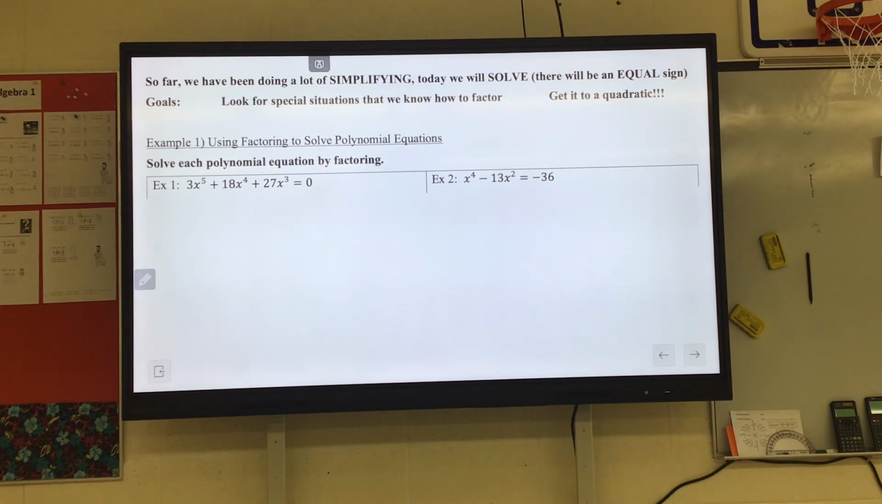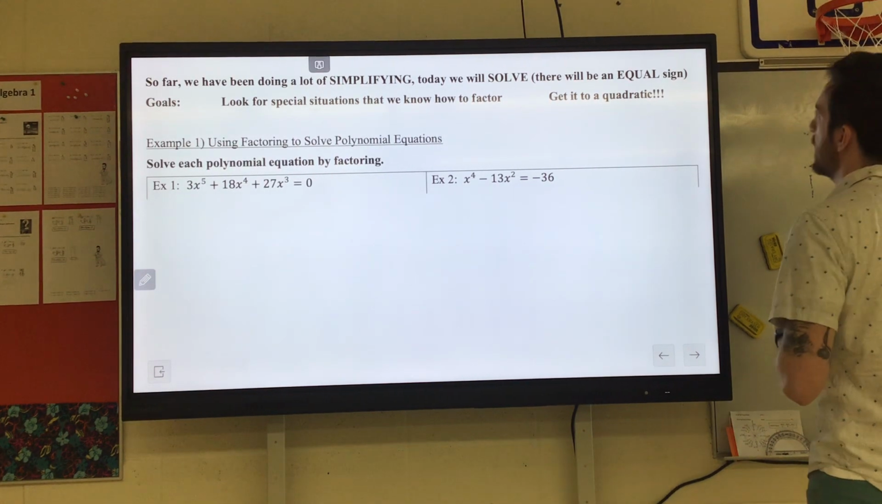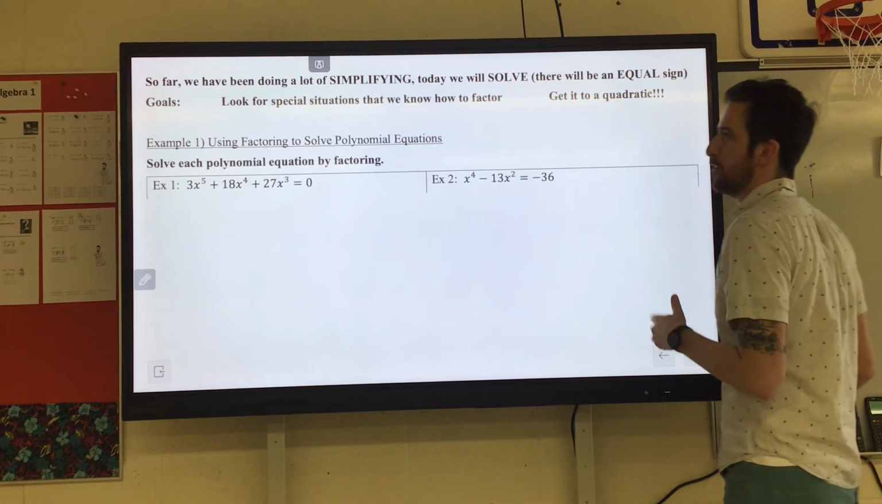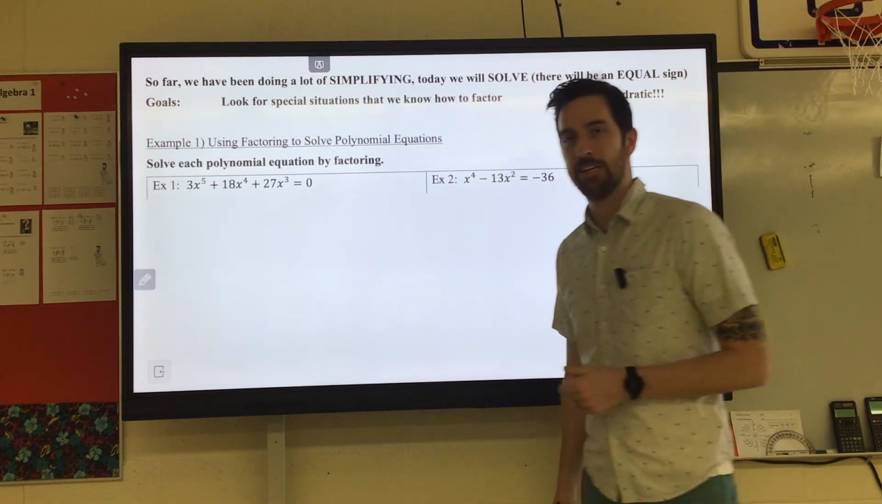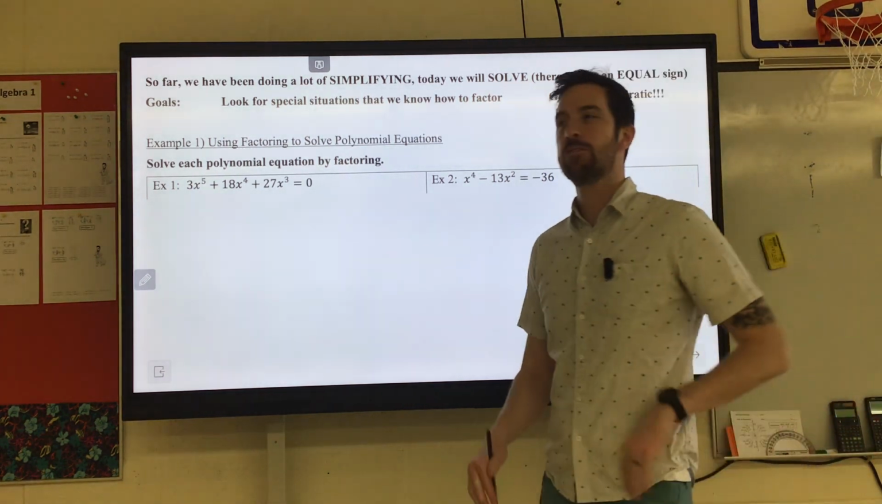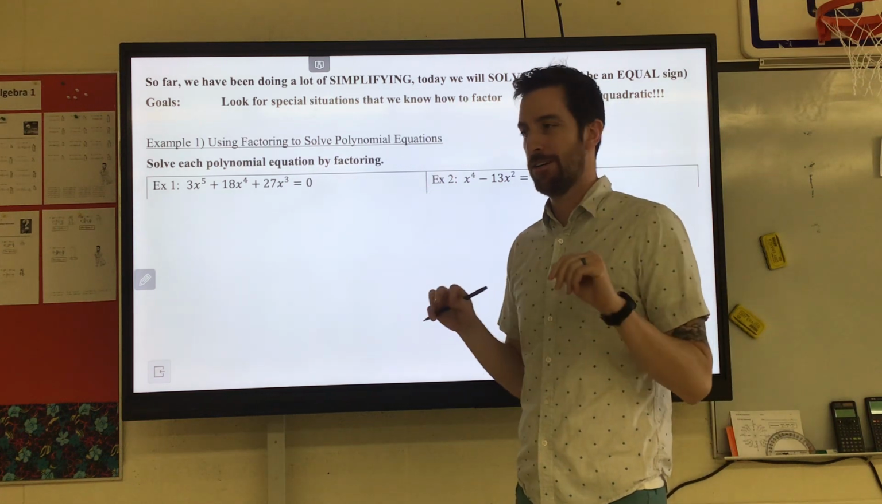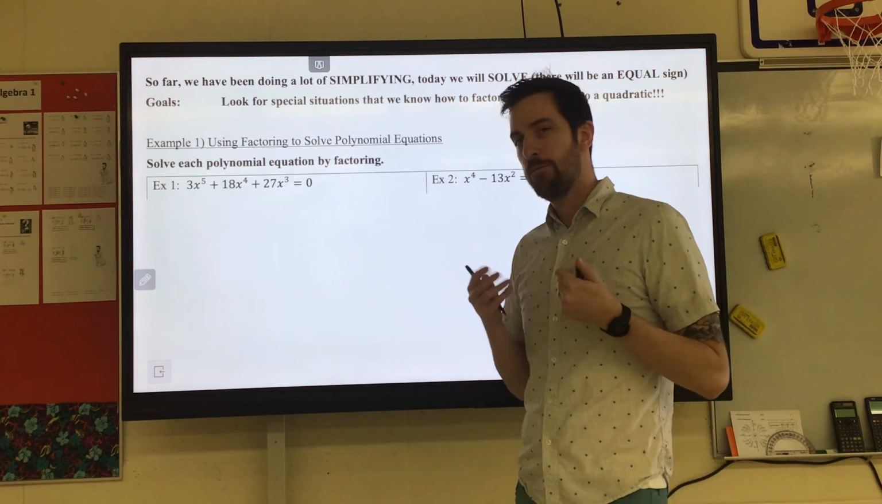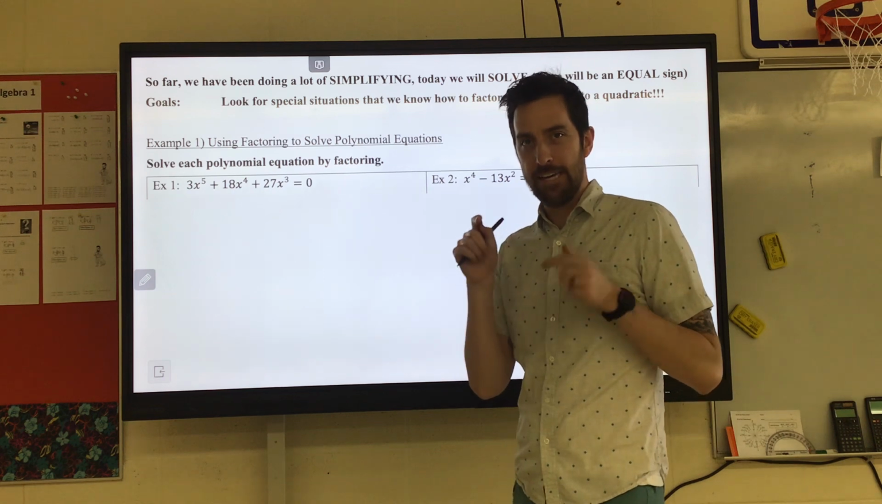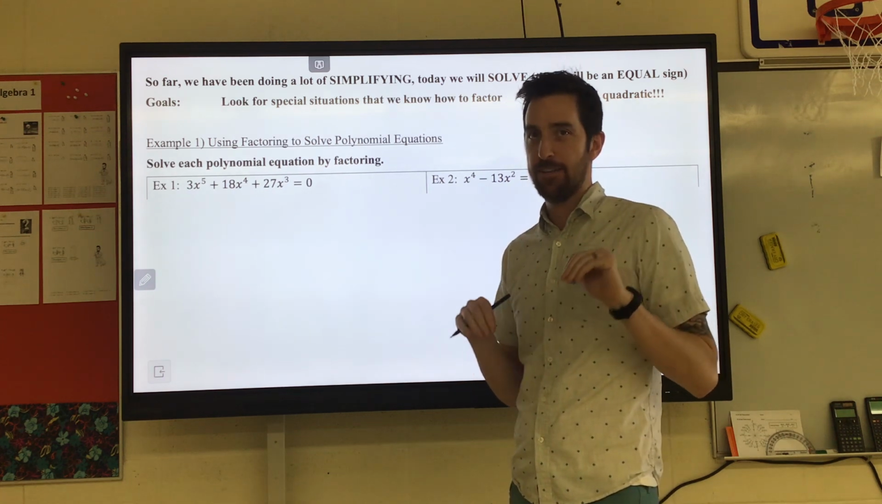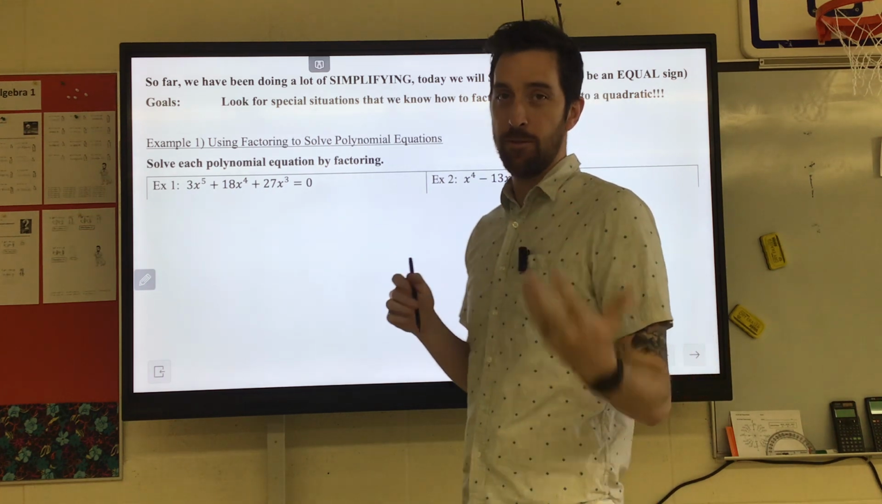All right, so far we've been doing a lot of simplifying. Today we're going to solve, because there's an equal sign. So we're looking for the zeros, which, when we're graphing, is where the graph hits the x-axis. And one way to do that is by factoring.